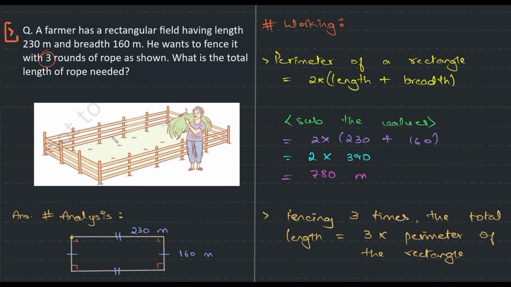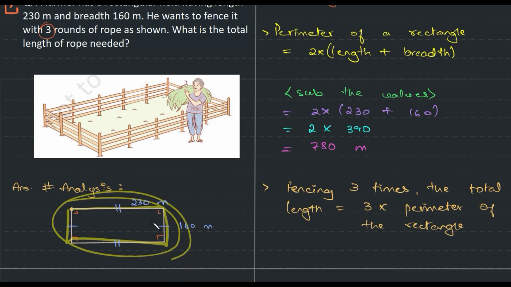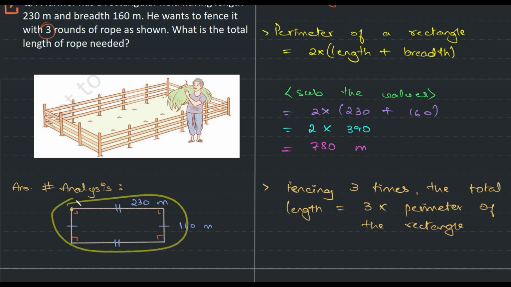So again, see, the entire funda is that key. Your perimeter has to do with sum of all the sides. Now, since we are going 3 times, 1, 2, and 3, something like that. Okay. So I'm going once, again once, and once more. So I'm going 3 times.